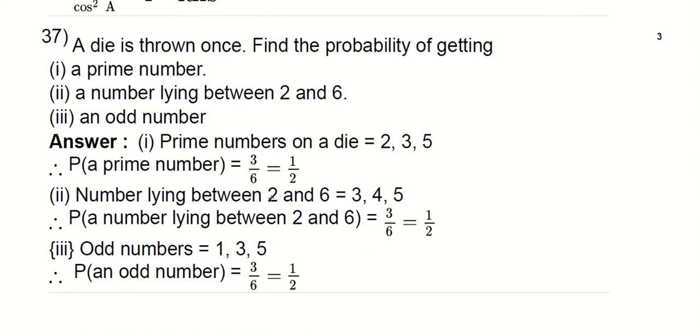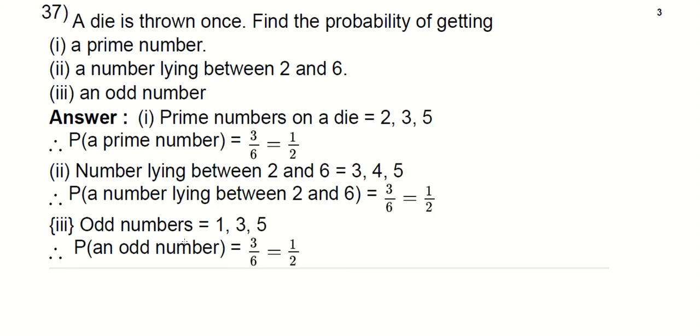The dice ones: find the probability of getting a prime number between 2 and 6, or not. So the numbers are 1, 2, 3, 4, 5, 6. Prime numbers means 2, 3, 5. So 3 by 6. Then the next, numbers lying between 2 and 6: 3, 4, 5. Then 3 by 6 again. Odd numbers are 1, 3, 5. Same method.